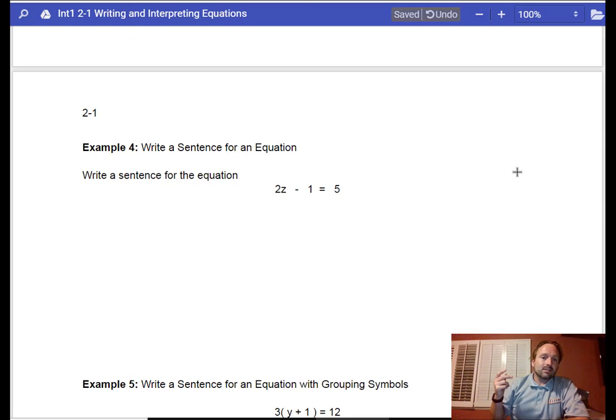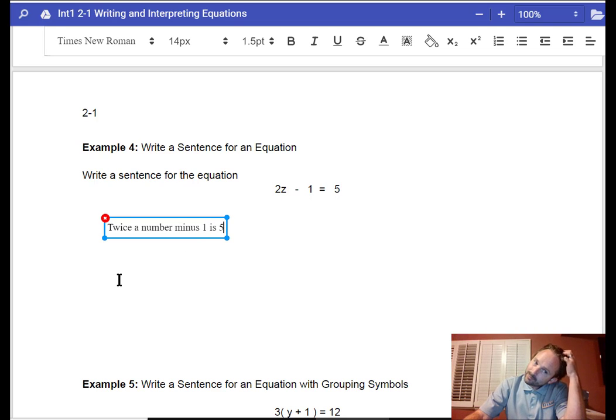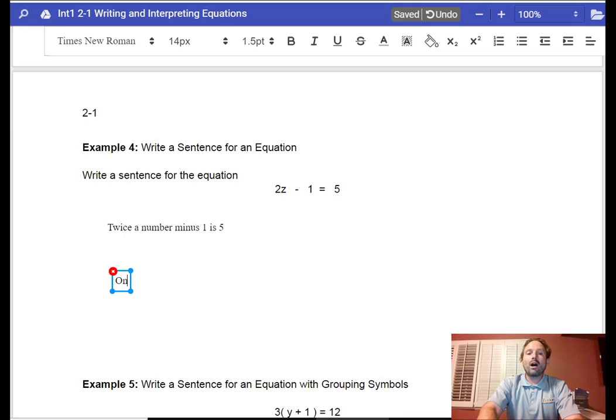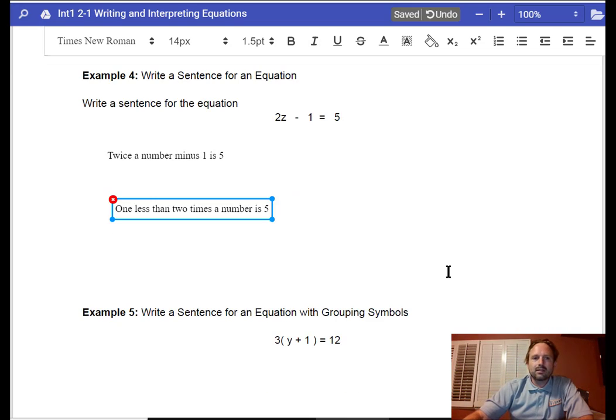Example 4. Write a sentence for an equation. Let's write an equation: twice a number minus 1 is 5. Let's see if we can write it differently. What's 1 less than 10? That'd be 10 minus 1, which is 9. So if I say 1 less than, that means the number minus 1. One less than 2 times a number is 5. That's it. There are two different examples of what we could write for the sentence because we're explaining it to somebody else. All right. Example 5.